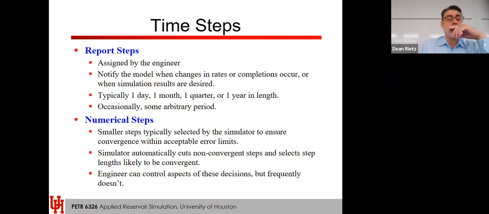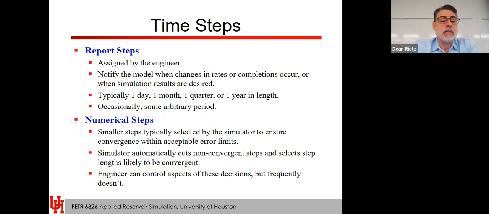Occasionally some arbitrary period. Sometimes, let's say you're doing a full field model that goes back 50 years, and there's not a lot going on then, you might have yearly time steps. You could, just so you get the material balance right, and then you refine it. Okay, then we have what we call numerical steps.